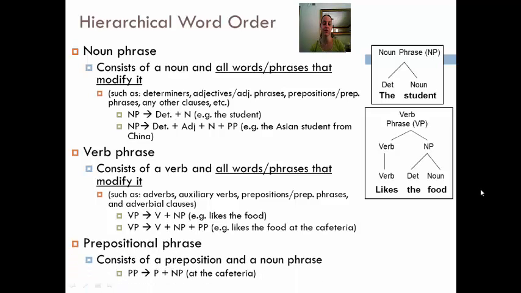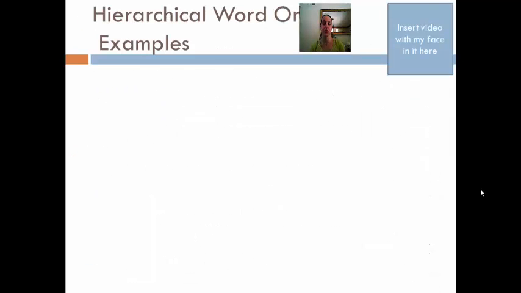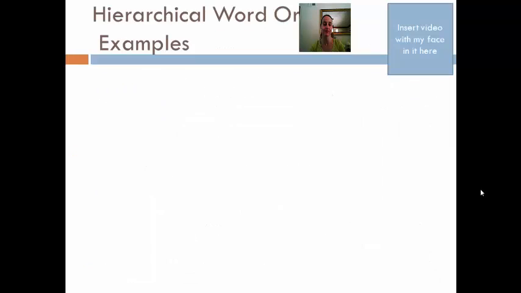And then lastly, the prepositional phrase consists of a preposition and a noun phrase, like "at" being our preposition, "the cafeteria" being the noun phrase, so together it equals the prepositional phrase. So we have "the student likes the food at the cafeteria." Let's see how that would be written out in terms of diagramming.